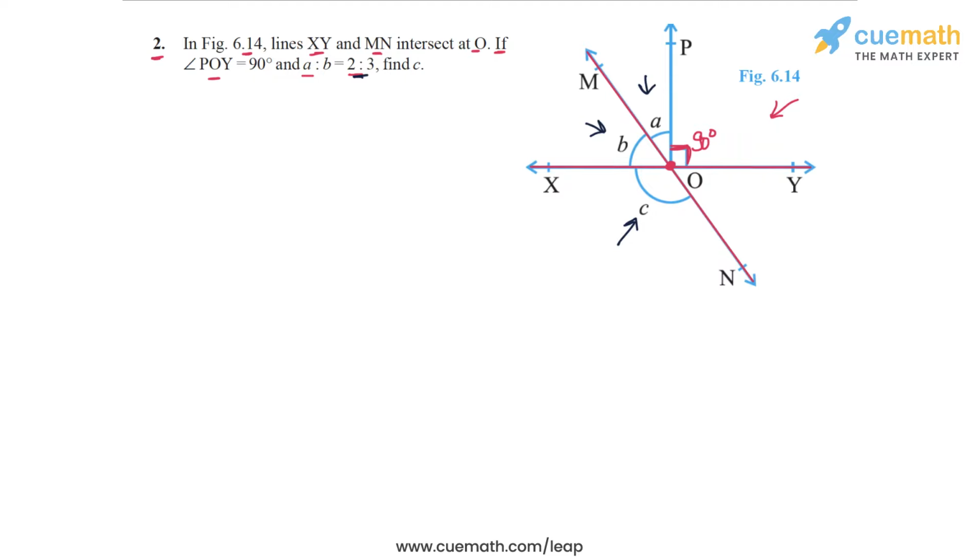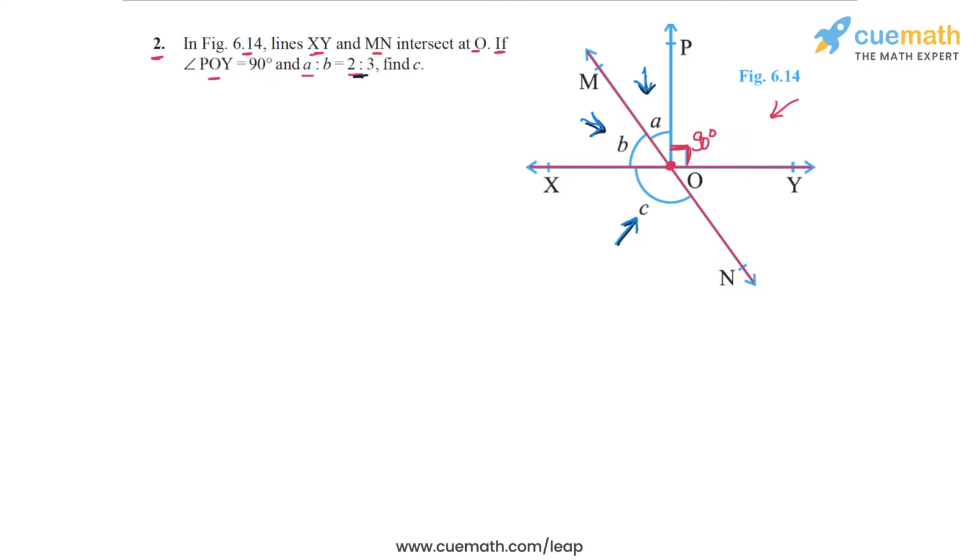So the way we will solve this is we will first find the measures of angle A and angle B, and once we have angle B, we can find angle C, because we can see that angle B and angle C form a linear pair of angles because they are on the line MN. So let's start with finding angle A and angle B.